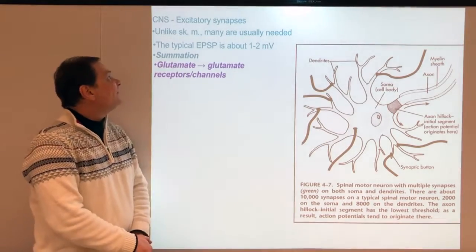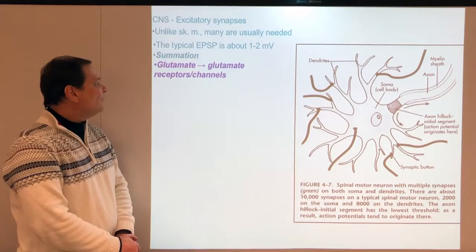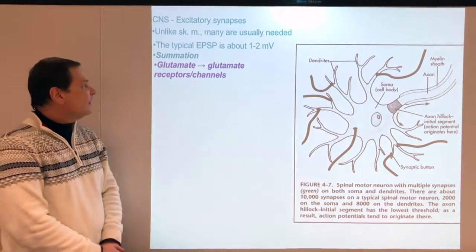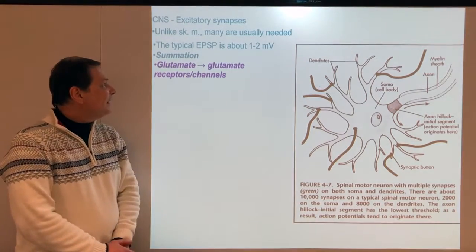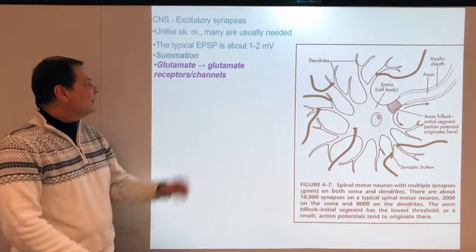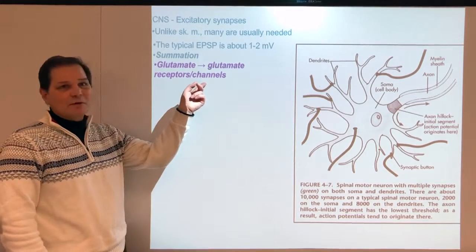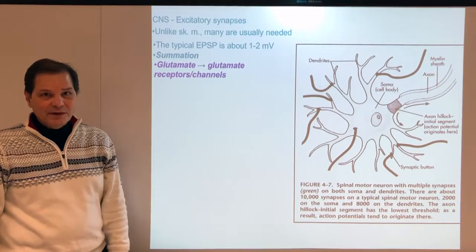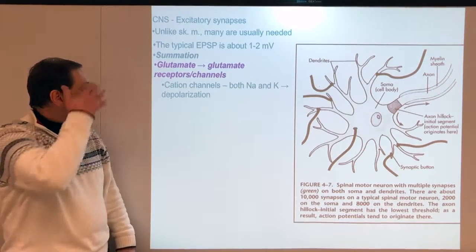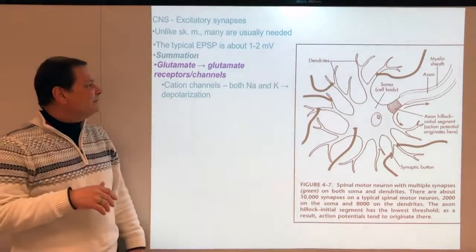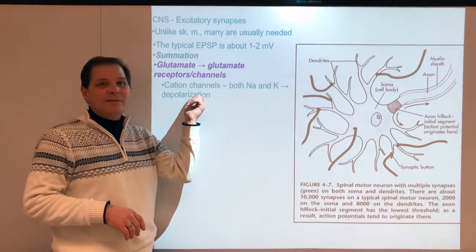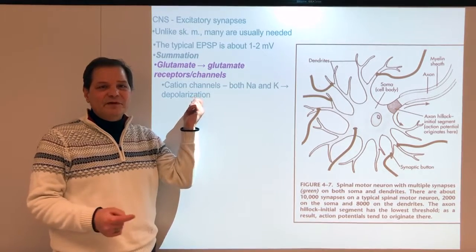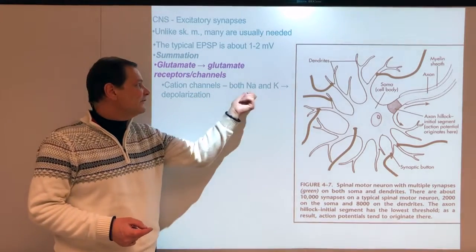So excitatory synapses, generally speaking, the ones that we talk about, certainly the ones we're going to talk about today, use glutamate as the neurotransmitter. They bind glutamate receptors, which are also channels, so these are directly coupled, at least the ones we're going to concentrate on, okay? They are cation channels. They actually do allow both sodium and potassium through the channel, and the nicotinic ACh receptors that we talked about in neuromuscular junctions also do this.